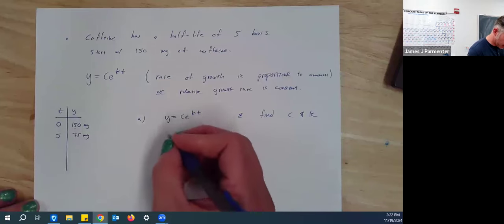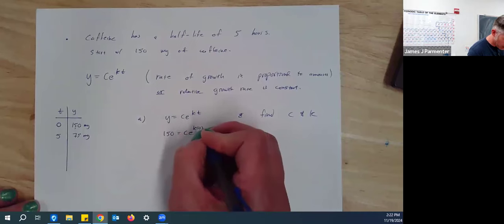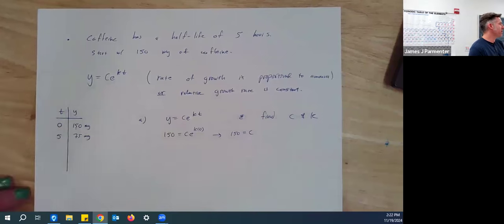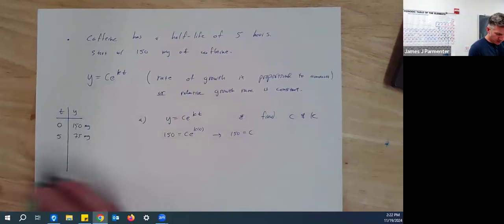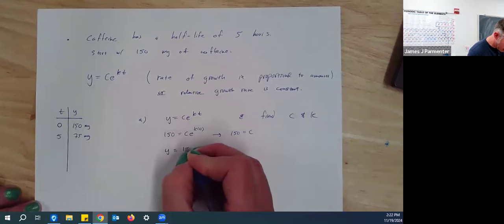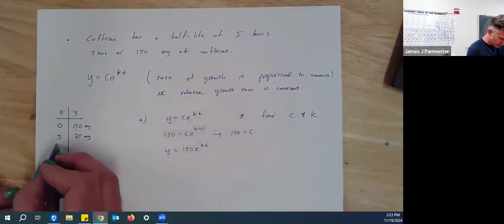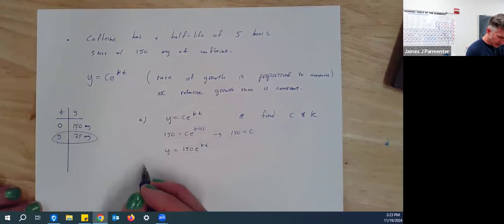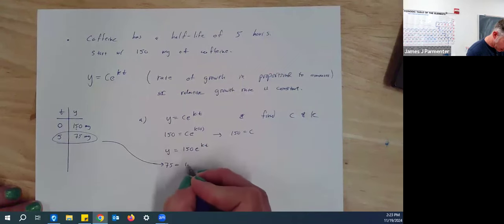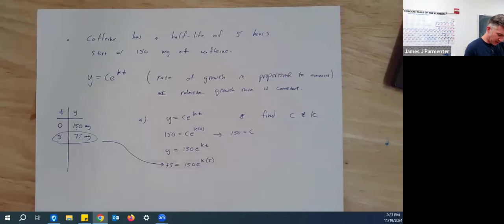I think you can skip the step of saying 150 equals C e to the k times 0, which then leads to just 150 equal to C. If you want to write that down, it's totally fine. And then we plug that into the model. So now our updated model is y equal to 150 e to the k times t. And then we're going to plug in our other data point to solve for k. So we're going to plug in 75 for y and 5 for t, and then we're going to solve for k.